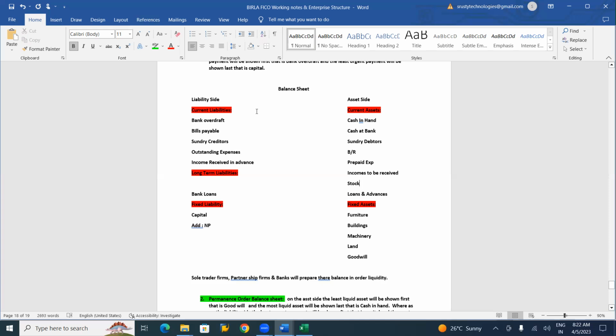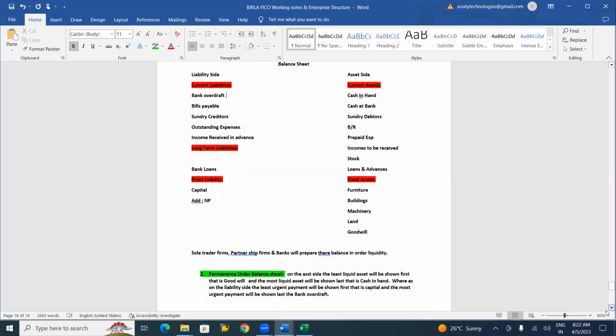When it comes to the liability side, first is fixed liability, that is your capital, and after that the heading long-term liabilities, and after that current liabilities. Under current liabilities, the first can be anything, but the last item should be bank overdraft. Clear? Any questions?